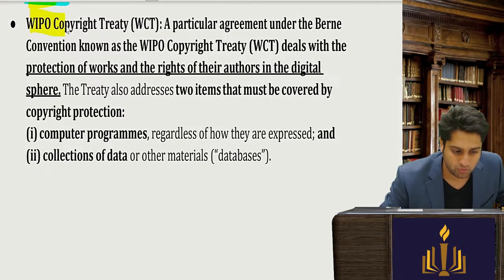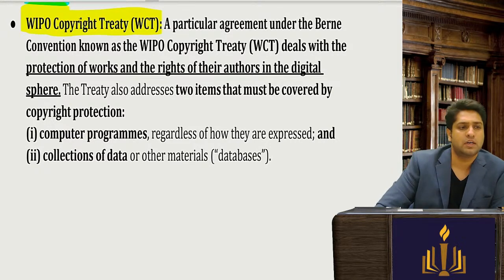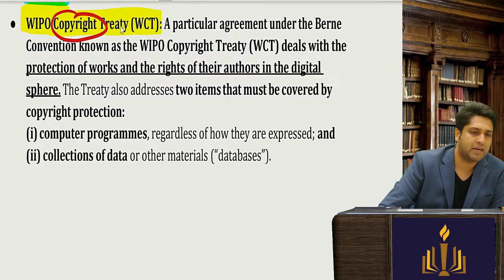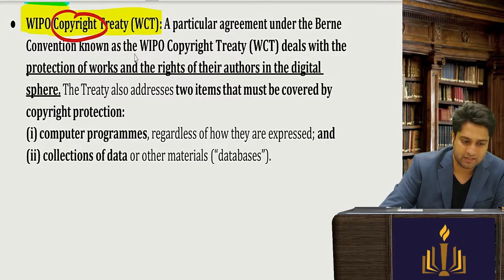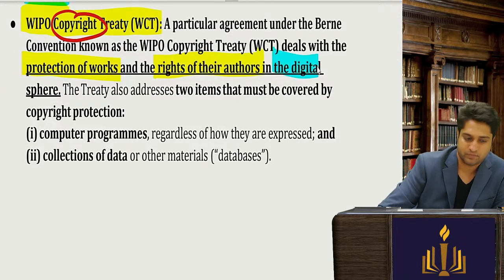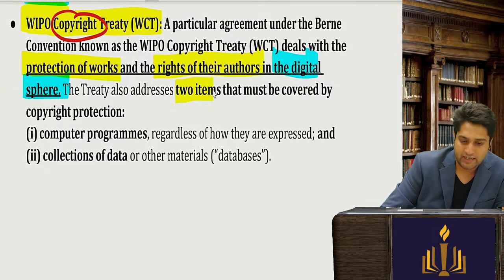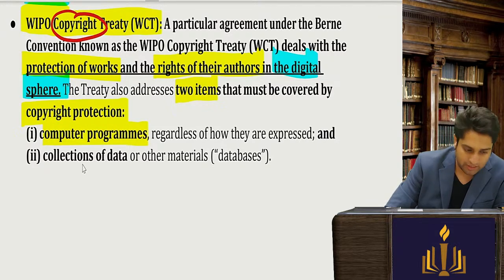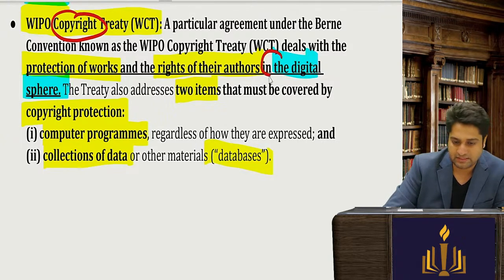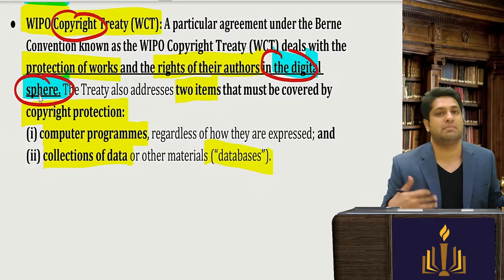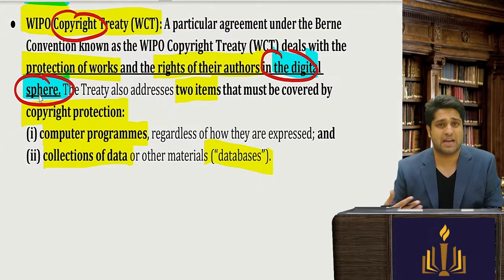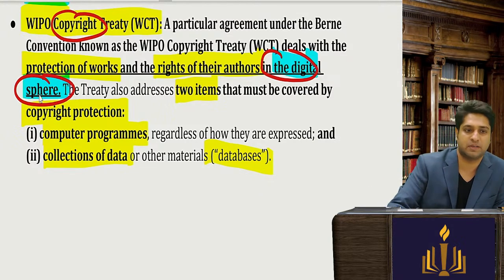Then comes the WIPO Copyright Treaty. Now from the name, we saw everything but only copyright was left. So this was a copyright treaty, very simple, similar lines, but it will protect the work of authors and the rights of the authors in the digital sphere. The treaty has two items that must be covered by copyright protection, that is your computer programs and your collection of data and databases. So very simple, in the digital sphere, software can be copyrighted, your website can be copyrighted, your database management systems, all related to computers and the digital sphere, can be copyrighted.